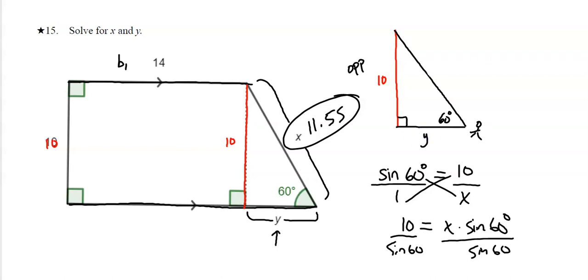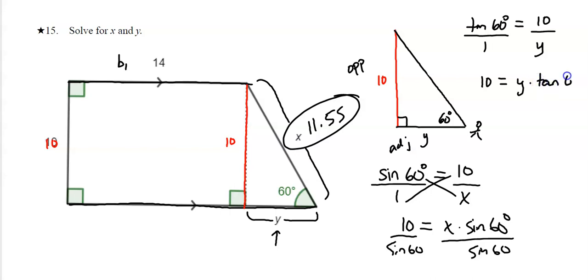And now when I label it, I have opposite and I have adjacent, which is tangent. So the tangent of 60 degrees is opposite over adjacent. Play the same game. But now I'm going to divide both sides by the tangent of 60. So 10 divided by tan 60. Boom. Looks like 5.77.